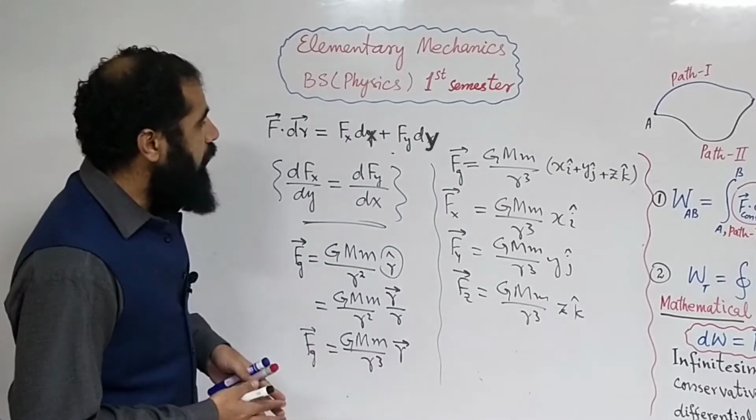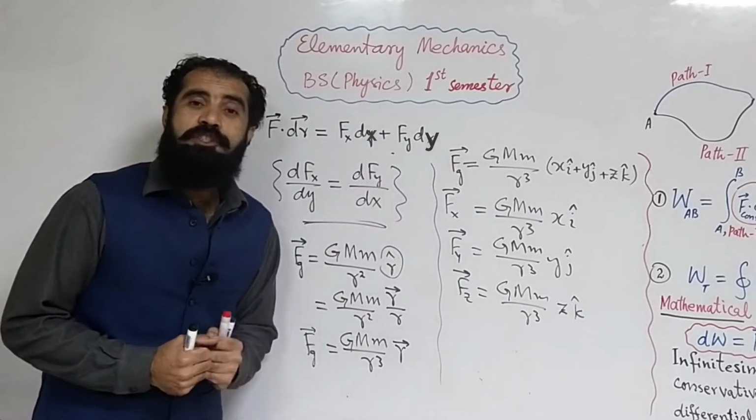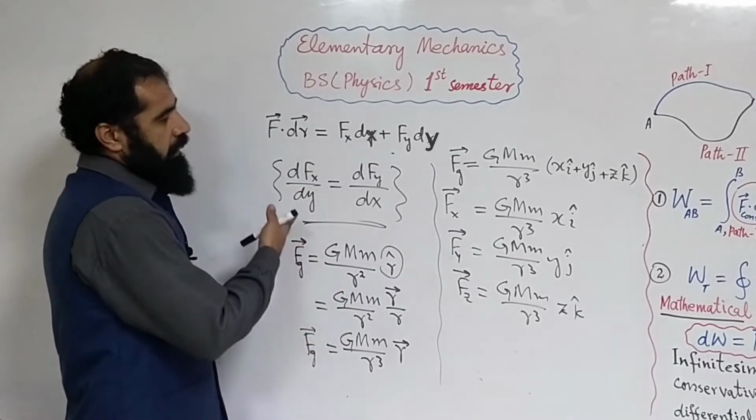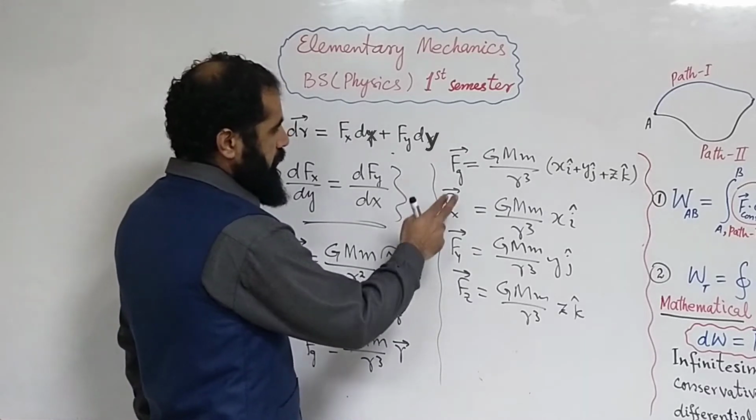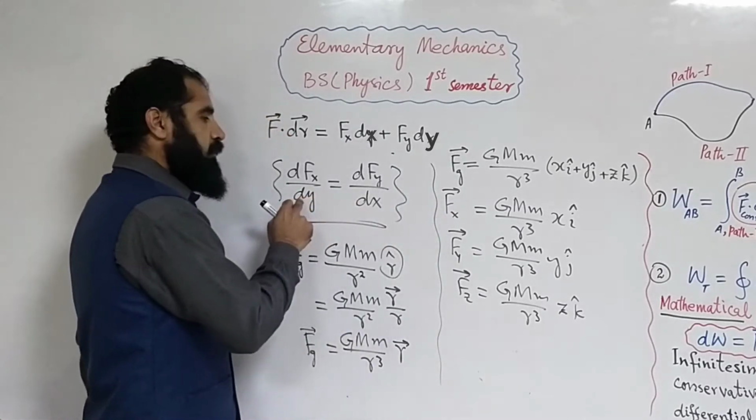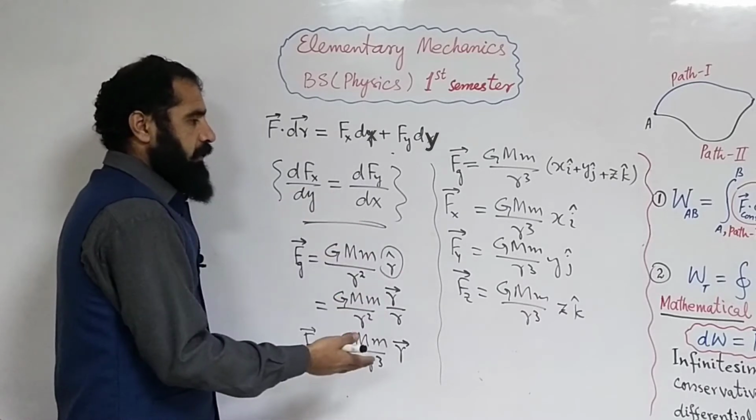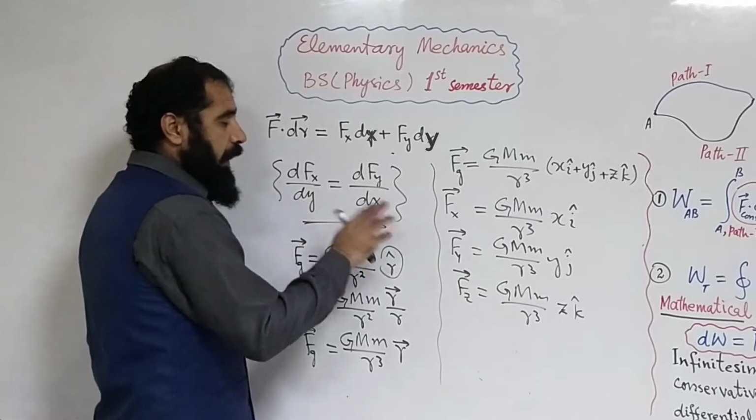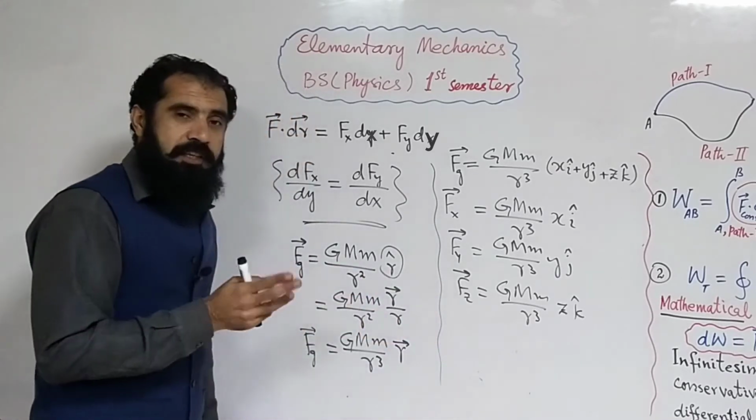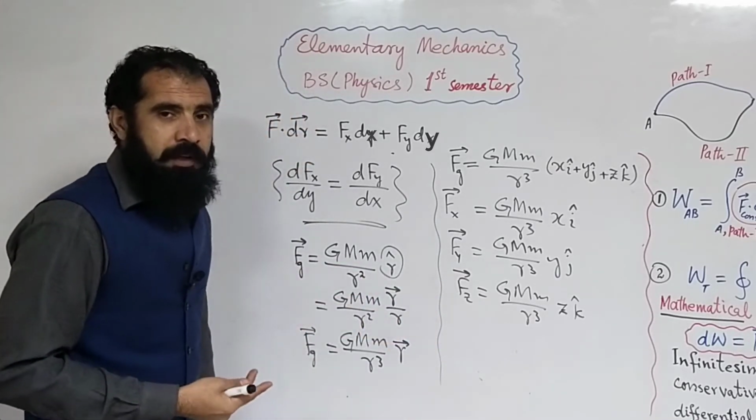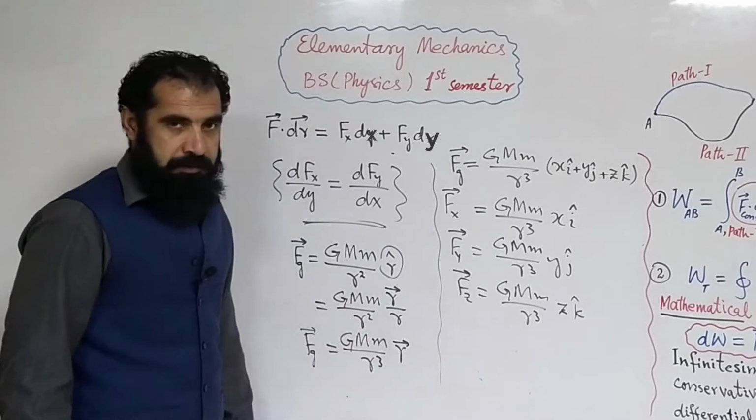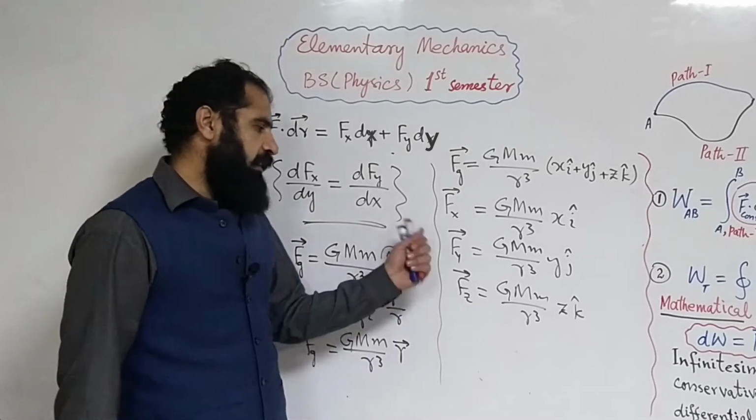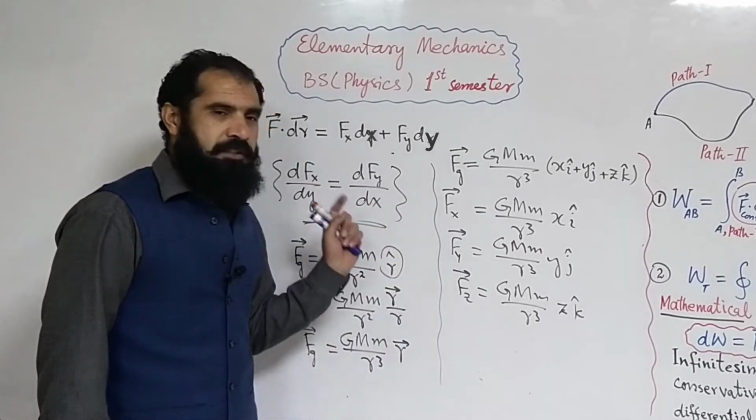Now if I want to check whether the gravitational force is conservative or not, I can apply this test. If I differentiate this one with respect to y, I would get something, and if I differentiate it with respect to x, I would get something. If the two are the same, the force is conservative, otherwise it is non-conservative. But if you just check it, it would satisfy this condition.